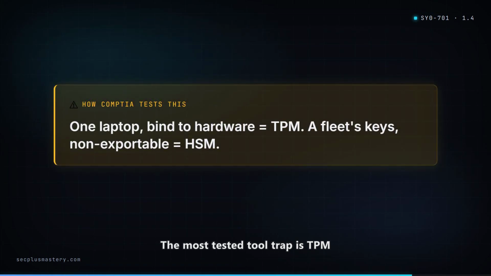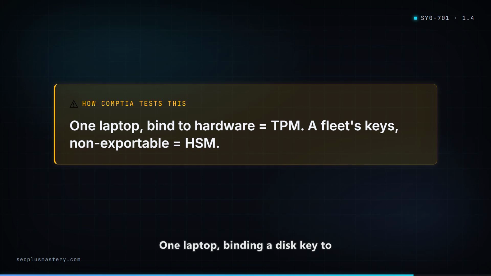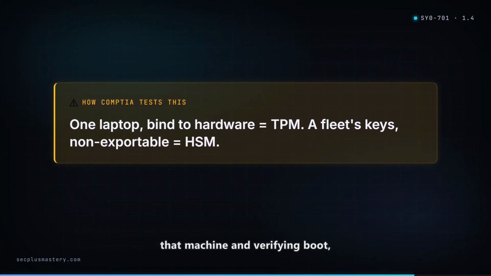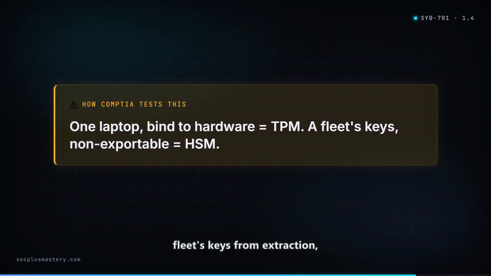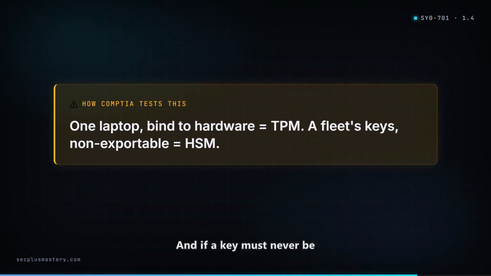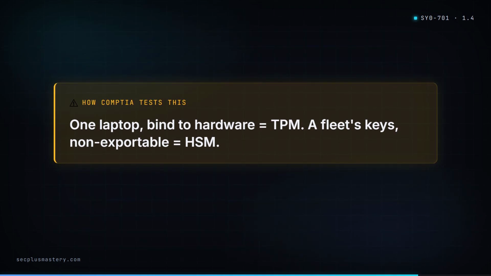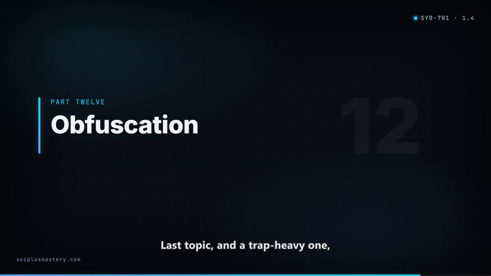The most tested tool trap is TPM versus HSM. One laptop, binding a disk key to that machine and verifying boot, points to a TPM. Protecting a whole fleet's keys from extraction, often network attached, points to an HSM. And if a key must never be exportable even by an administrator, that is an HSM because the key never leaves the boundary. Last topic, and a trap-heavy one, hiding data without encryption.